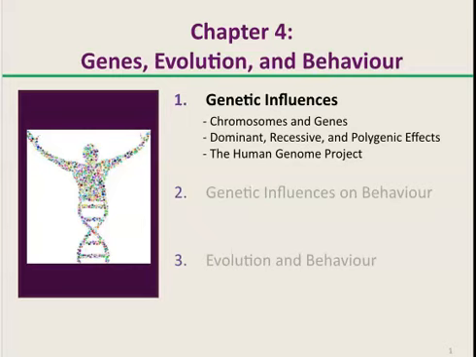We're going to talk about genes, evolution, and behavior. I'm going to do Chapter 4 in 3 sections, so I'm going to try to make 3 shorter videos for you. Genetic influences is what we're going to talk about in this one. We're going to talk about chromosomes and genes, dominant, recessive, and polygenic effects, and the Human Genome Project. And then in the next video, we'll be talking about Part 2 and Part 3 of Chapter 4.